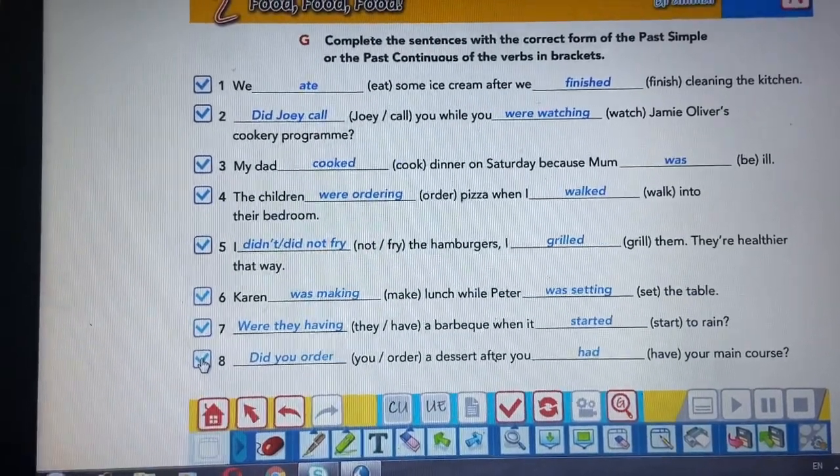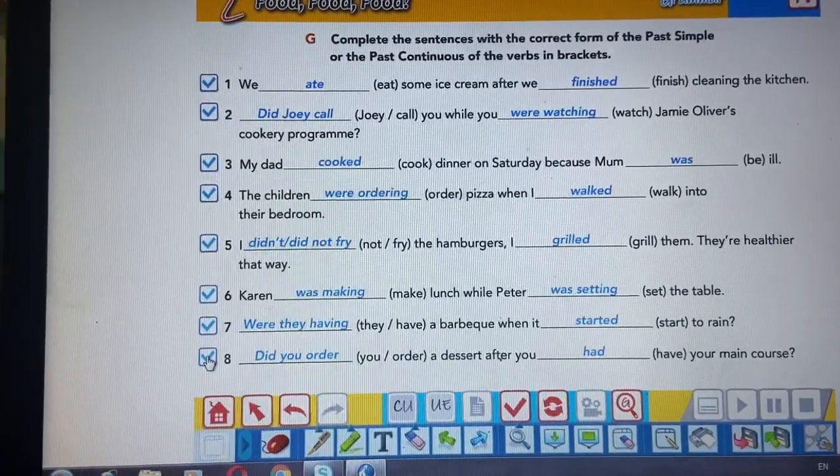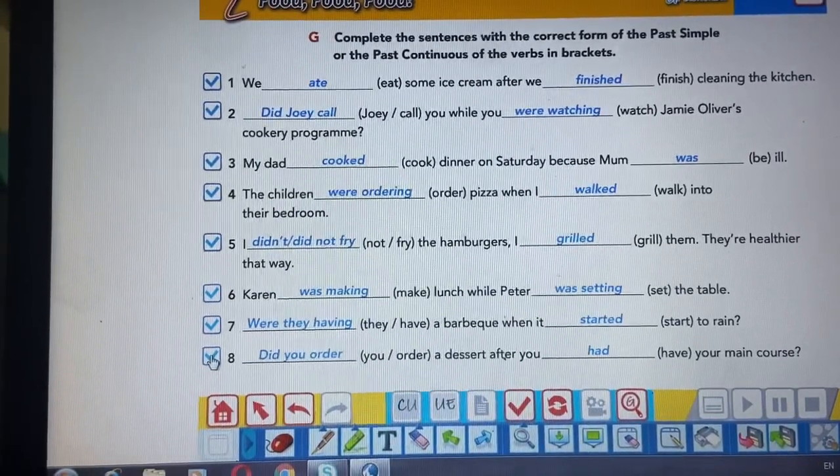So these are our sentences from exercise number G, student book, page 21.